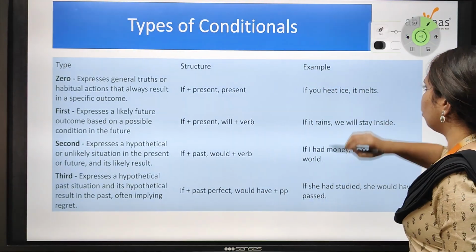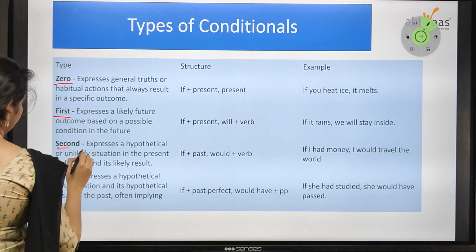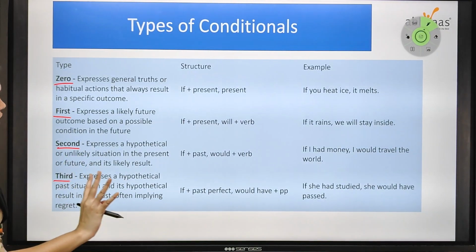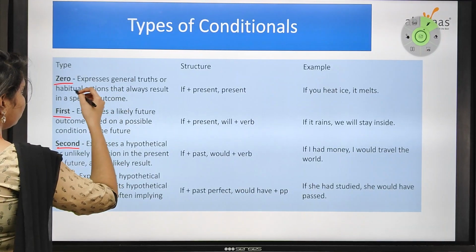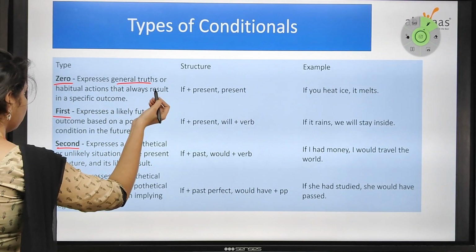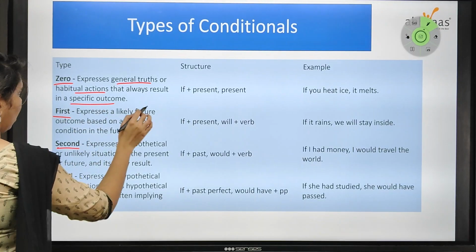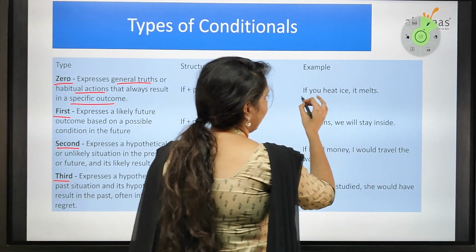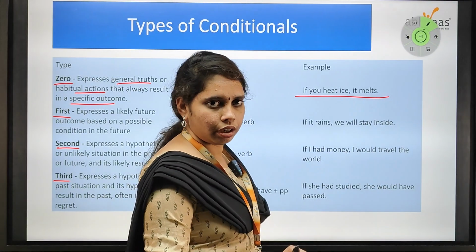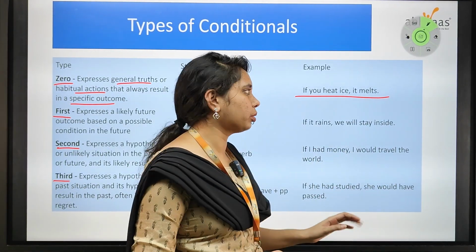See, we have 4 types of conditional clauses. Okay, 0, first, second, third. So the 0 conditional clause is nothing but a general truth or a habitual action that always results in a specific outcome. Okay, something that is there, that cannot be changed. If you heat ice, it melts. It's like a universal fact. It is the general truth.